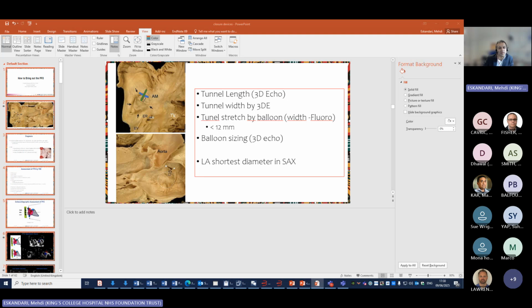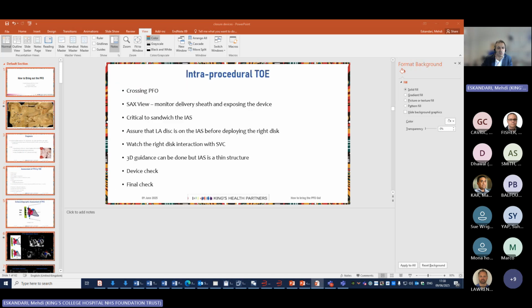You can use the so-called balloon sizing by fluoro, and then you can use the balloon sizing by 3D echo, which I'm not aware of many centers, but we've been doing that historically for several years. And essentially, you also want to know the shortest dimension of the left atrium, because the left atrial disc sits against the aorta, and you want to make sure that it is not crowded and won't cause any erosion.